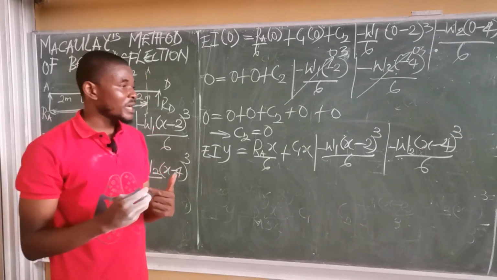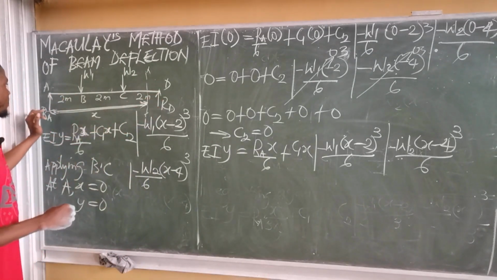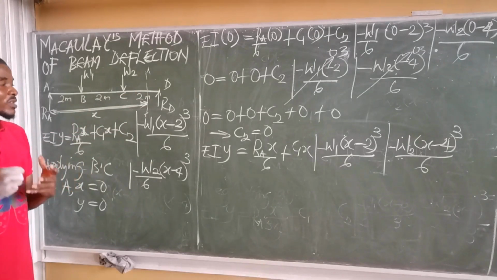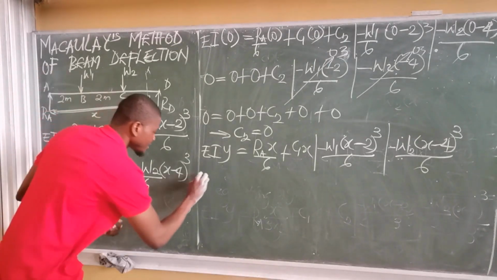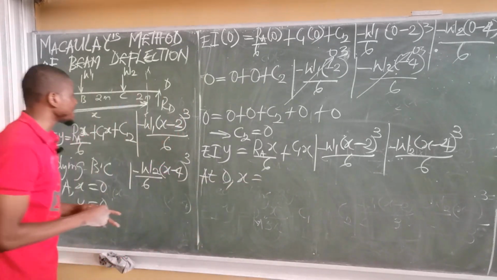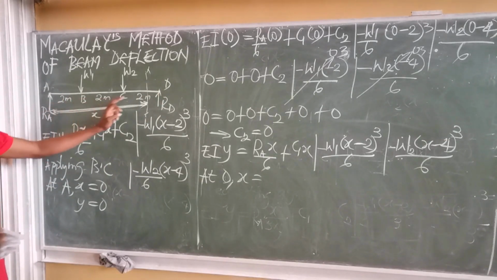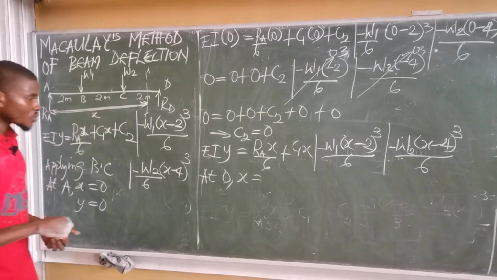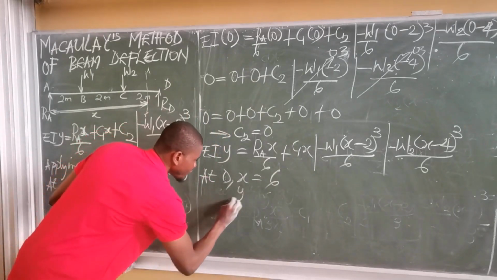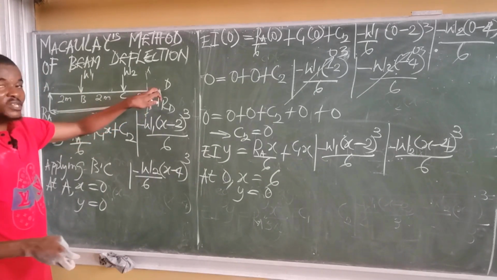So we now take the final boundary condition, which is at point D. When x finally runs from point A down to point D, x becomes the total length from point A to point D, which is 2 plus 2 plus 2, which is 6 meters. So our x at D is equal to 6. And there is no deflection at point D.